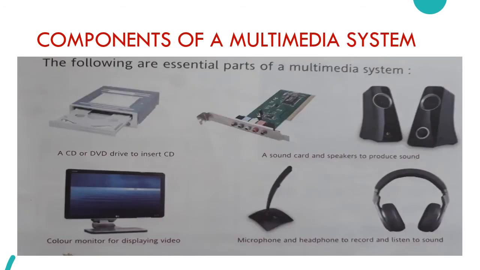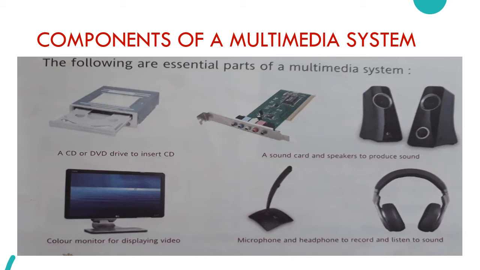Now see the components of a multimedia system. The following are essential parts of a multimedia system. If you have a multimedia system, these things are the essential parts of it. First one is a CD or DVD drive to insert a CD. If you do not have this CD or DVD drive, you are not able to insert your CD. So it is an essential part of a multimedia system.